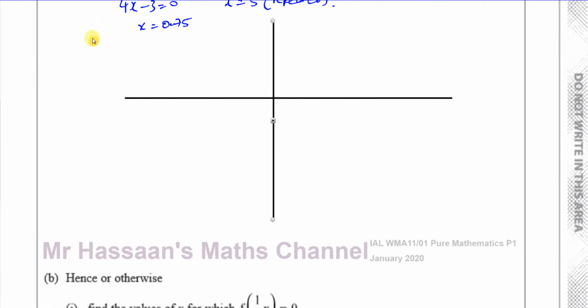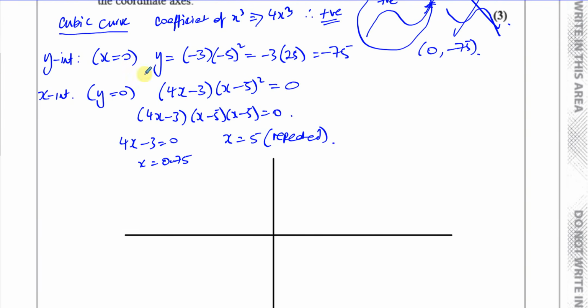Okay, so we know that it passes through the x coordinates 0.75, 0 and 5, 0, and I'm going to put an asterisk next to this to show that it's a repeated root. This is a repeated root.